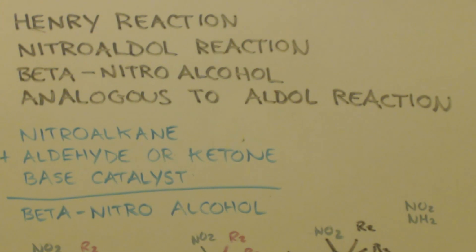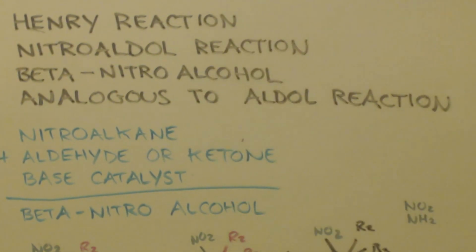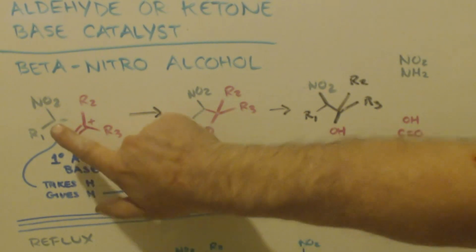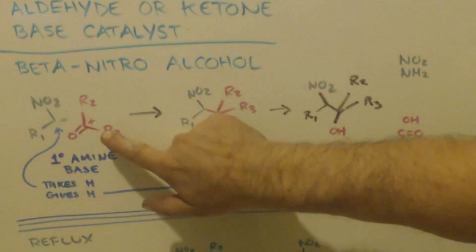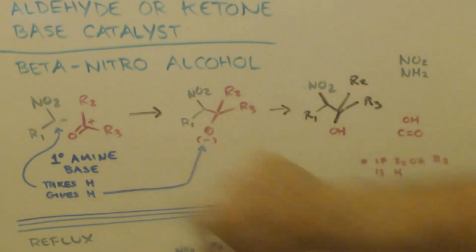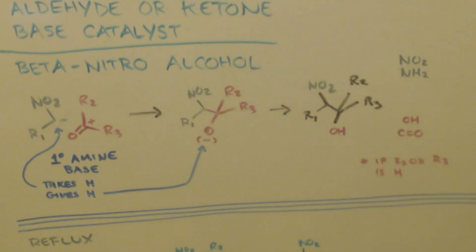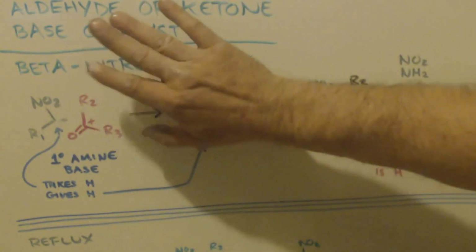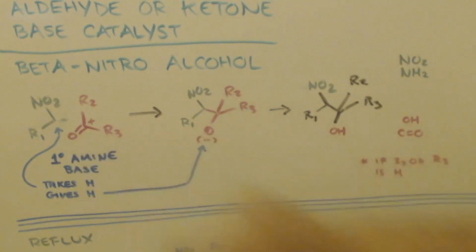You get a nitroalkane, you get an aldehyde or a ketone, and you get some kind of base catalyst. And you mix them together and you come up with a beta nitro alcohol. Okay, so here's your nitroalkane and here's your ketone or aldehyde. I used a ketone. The R's just stand for any random hydrocarbon dangling off. They really don't matter what's dangling off. All that matters is the functional groups.